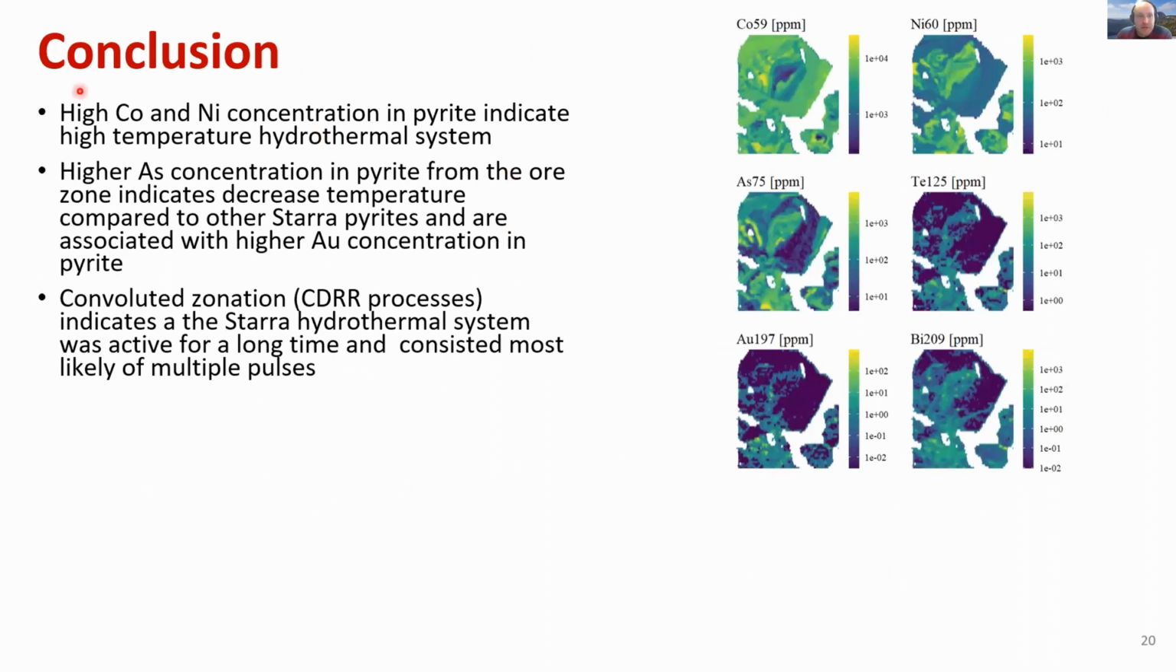So to my conclusions: if you see high cobalt and nickel concentration in pyrite, then it's an indicator for a high temperature hydrothermal system, generally speaking. So we have a high temperature later on in this pyrite formation. Higher arsenic concentration usually indicates lower temperature and is to some degree correlated with gold at Starra. And the convoluted zonation we observe in most pyrite grains indicates again that we have a relatively complex hydrothermal system with multiple pulses of fluid input, and which was relatively long-lived.